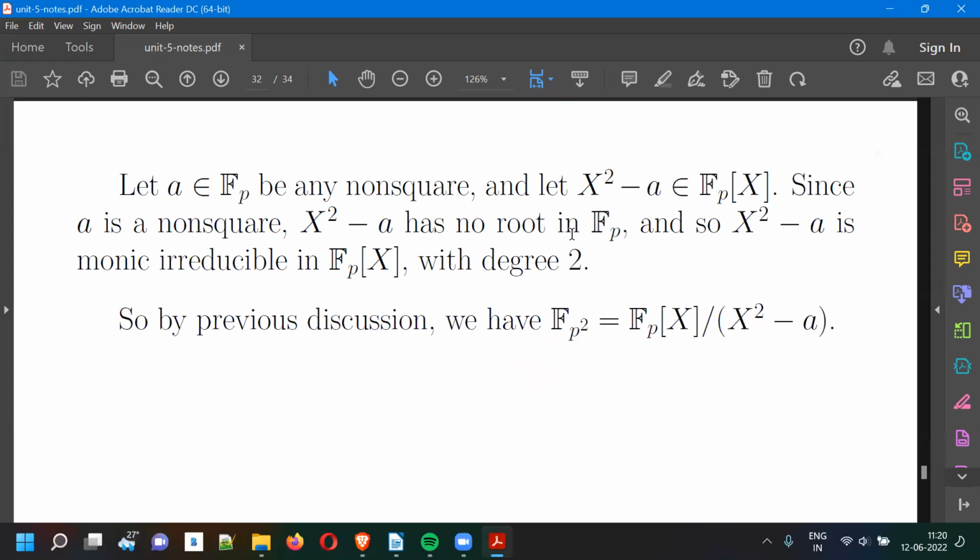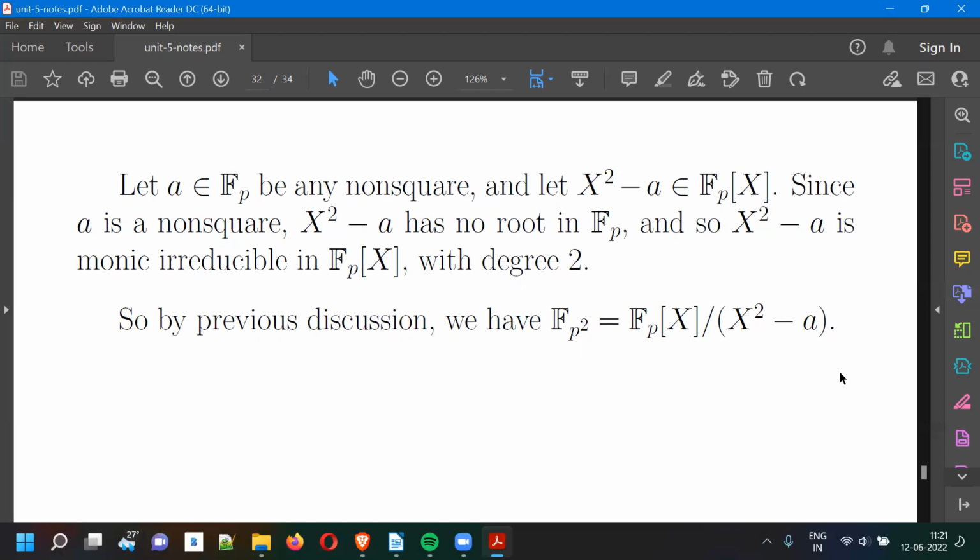So x square minus A has no root in FP, and so x square minus A is monic irreducible in FP. Monic clear, and it is irreducible because it has no root. It's quadratic with no root. Okay, it's quadratic, it has degree 2. So this is a degree 2 monic irreducible polynomial over FP. And again, as we have seen before, FP squared can then be obtained as FP[x] mod the ideal generated by x square minus A, because this is an irreducible polynomial of degree 2. And this field will have size P square because the degree of the polynomial is 2. Okay, so this is a quadratic finite field when the characteristic P is odd prime.